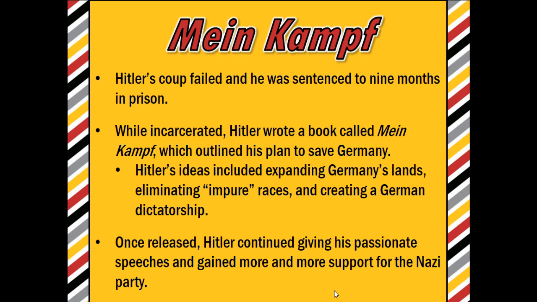While he was incarcerated, or in jail, he wrote a book called Mein Kampf, which outlined his plan to save Germany. Hitler's ideas included expanding the German land, eliminating impure races, and creating a German dictatorship. Once released, he continued to give his speeches and gained more and more support for the Nazis.